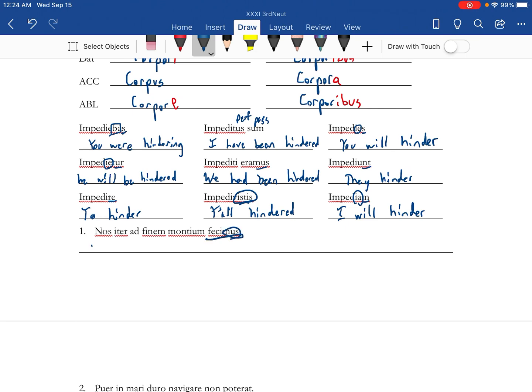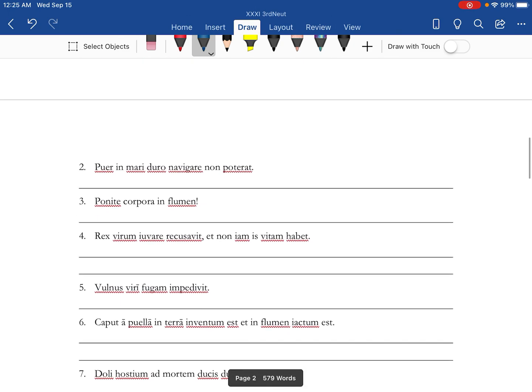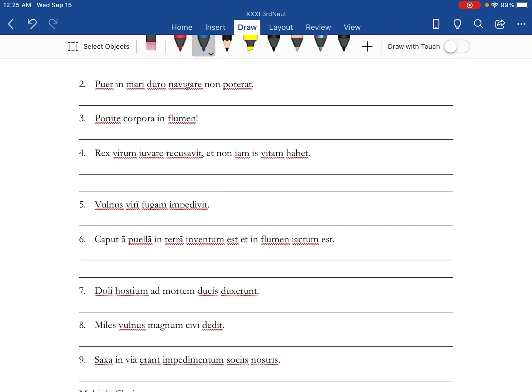All right, next up, we got some sentences. So, find the verb. We made a iter, a journey, ad finem, to the end, montium, that IUM is genitive plural, of the mountains. All right, try 2 through 9 on your own. All right, pause it, and then when you're ready, follow along with me. All right, so the boy non potrat, was not able to sail on the durum mari, on the tough sea. Ponite corpora, A is neuter plural, put the bodies in flumen, into the river.